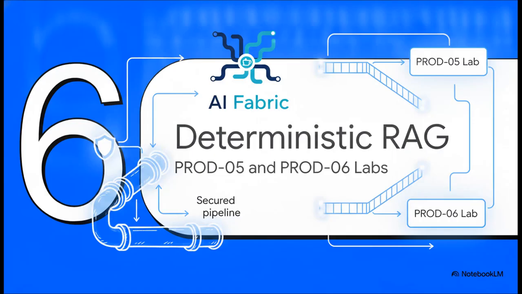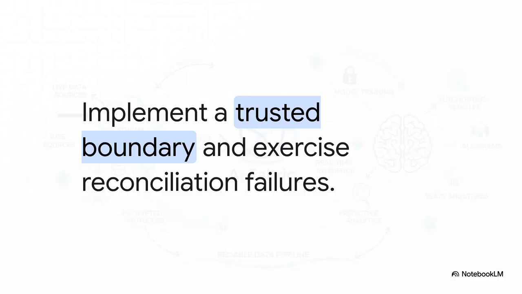Finally, Section 6, Preparing for Deterministic RAG. Let's bridge this architecture into your next lab environment. So, in the Prod 05 lab, you aren't just going to be theorizing about this stuff. You'll be getting your hands dirty, physically implementing it. You're going to build this trusted boundary, prove out your stable CRUD behavior, and deny raw access. And crucially, you will exercise these exact reconciliation failures using local ONNX and Lucene to simulate external providers. You are literally building the safety net that prevents disasters.